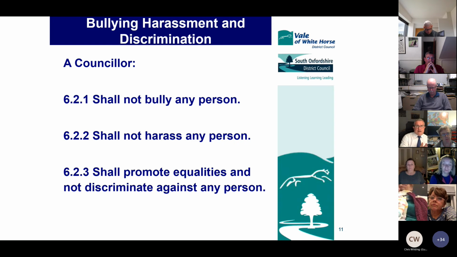We don't. I've only ever had one complaint that somebody has failed to promote equalities. It's quite a difficult one in terms of concept, because "shall promote equalities" is a positive act, but I take that really to mean that councillors will not treat anybody less favourably because of a protected characteristic. So that's the approach I would take to that.